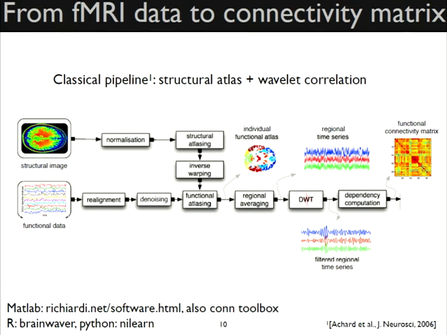So I want to spend maybe 30 seconds on this slide, going from fMRI to connectivity matrix. If you have diffusion data, it's pretty clear. You do tractography, then you have a connectome. If you have functional MRI, typically what you do is you will have an atlas. You average the temporal signal in this atlas, and then you compute temporal correlations. So that's one way of doing it.